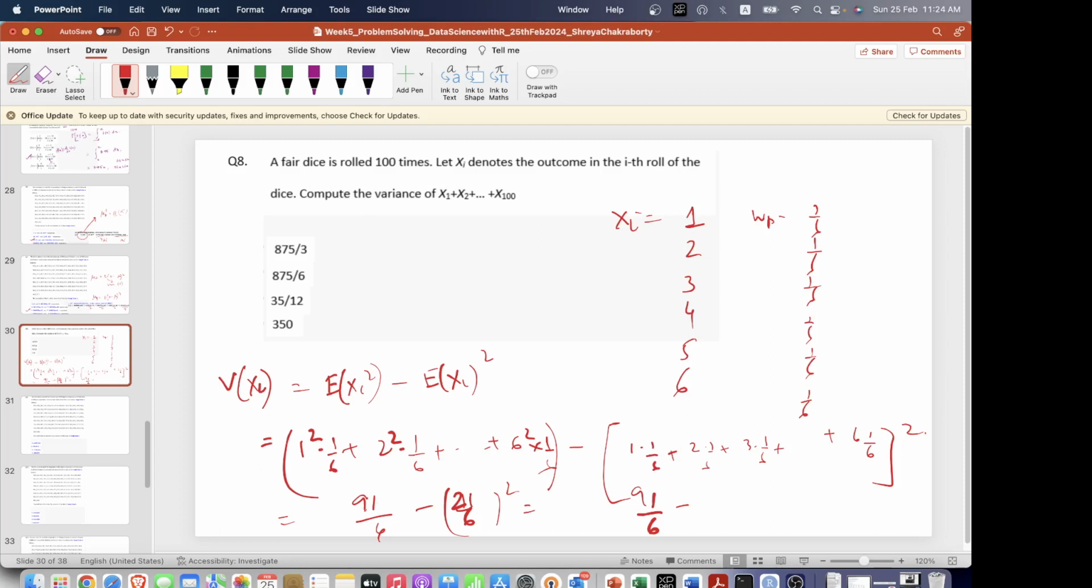Another thing is, if you are aware of the discrete uniform distribution, then what is the variance of a discrete uniform distribution? That is also another way. Ma'am, this is the example of the discrete function, no?